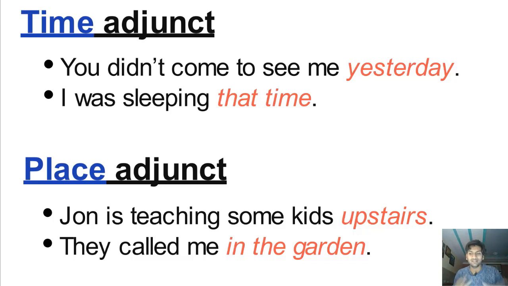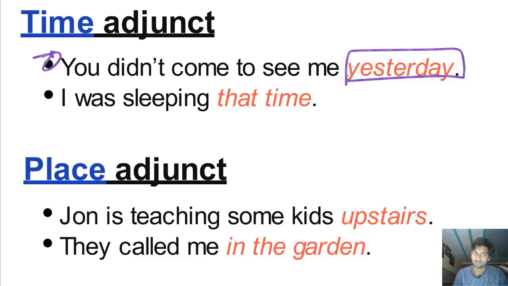So when something is an adjunct and it modifies the verb by talking about its time, we call it a time adjunct, right? So it's basically an adverb of time. Examples. Number one, you didn't come to see me yesterday. You did not come to see me. When? Yesterday. An adverb of time, right? Extra information, time adjunct. I was sleeping. When? That time. I was sleeping that time. A phrase, an adverb of time. It's basically a phrase, right?